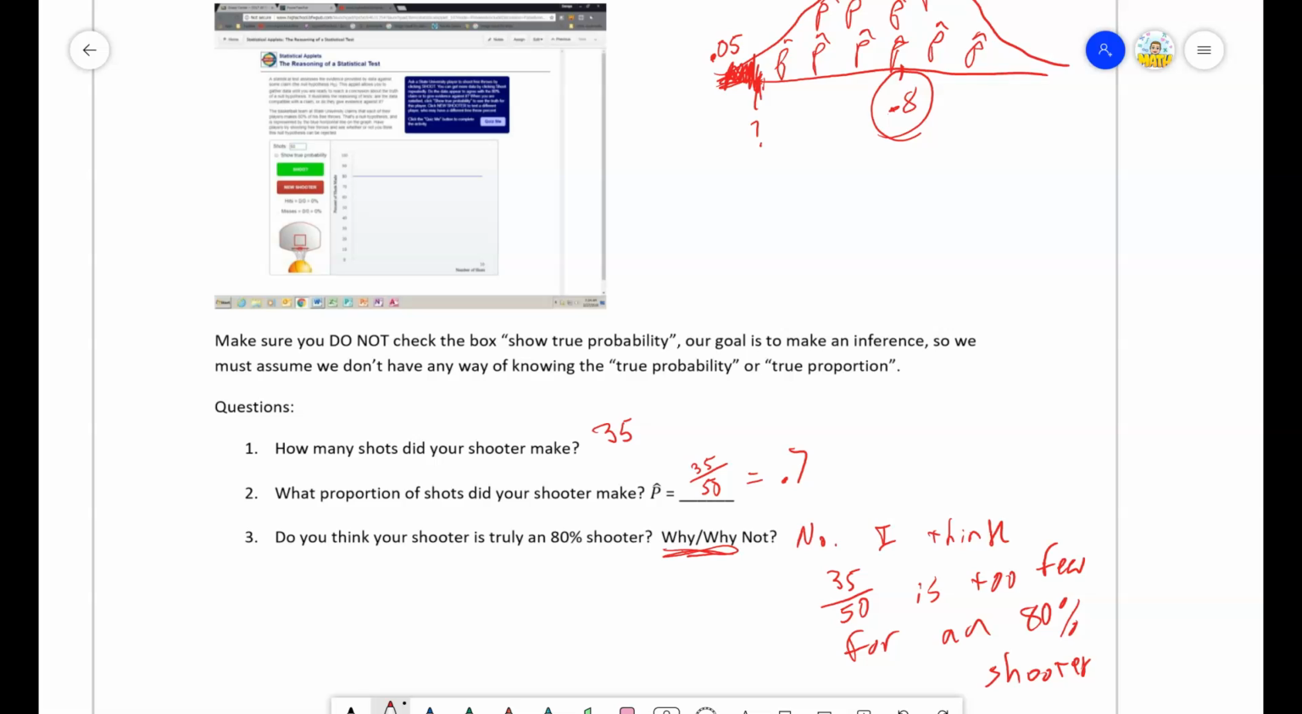The other way we could be wrong is I could say, yes, he made 35 out of 50. 70% of 50 is close enough to 80% that I'm going to believe his claim. I'm going to believe that he is an 80% shooter. So this is not a right or wrong. This is an opinion, and I'm just expressing it as such, okay?